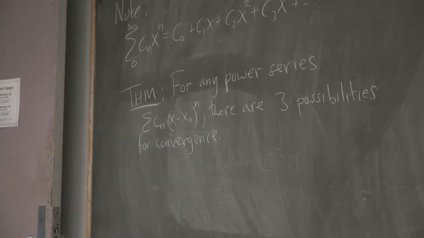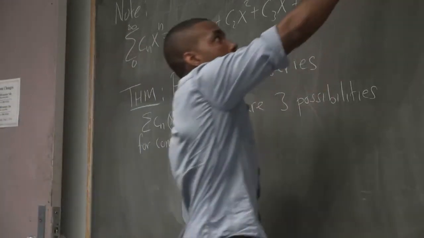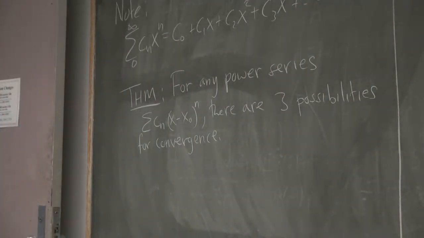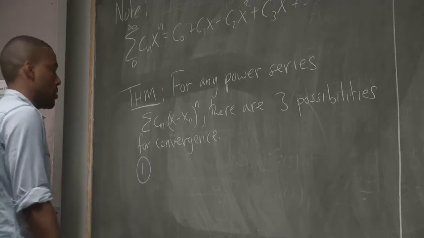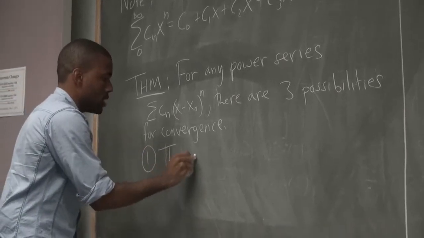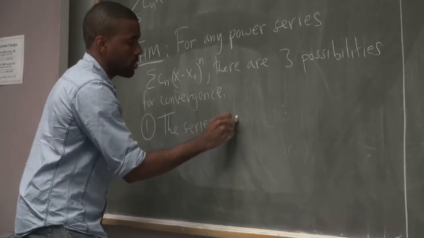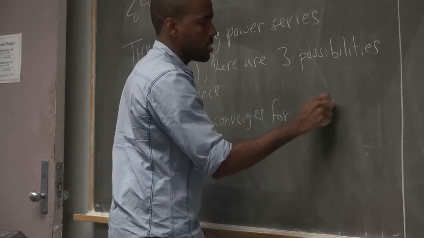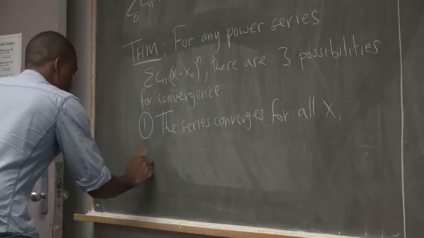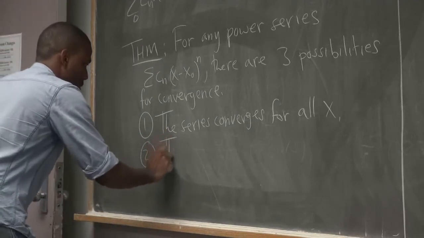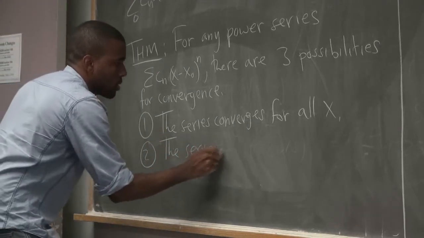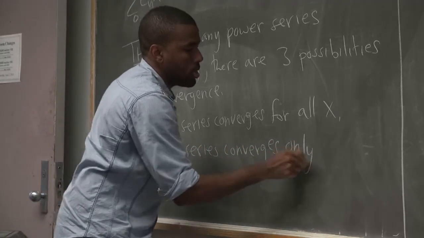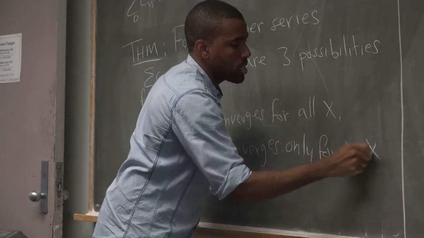Like I said, polynomials are really nice, and as far as convergence is concerned, this is no exception. If you have a power series, there are only three possible answers. One, the series converges for all x. Two, the series converges only for x equal to x naught, right?